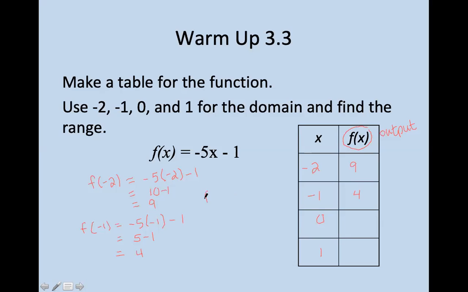All right, next one, we're putting in 0. Always nice to work with 0. So -5 times 0 minus 1. Well, -5 times 0 is 0, and 0 minus 1 is -1. And last, we are replacing x with 1 this time. So we're doing -5 times 1 minus 1. Again, we have to do the multiplication first, order of operations. -5 times 1 is -5. Then we subtract 1. So -5 minus 1 would result in a -6.